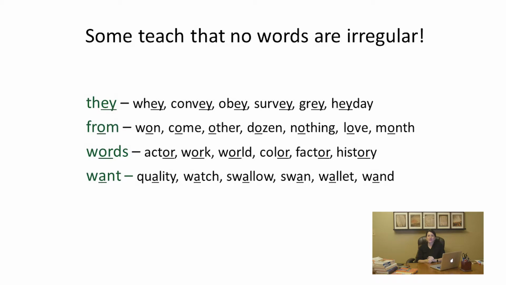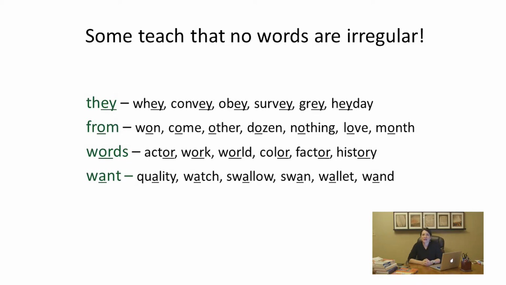Other programs, such as EBLI, teach that there are no irregular words. The thinking there is that since we have consistencies in the way our letters spell our sounds, they should be noticed and practiced. Students' attention is drawn to all the sounds in a word. The patterns that seem irregular are pointed out and shown that they occur in other words.